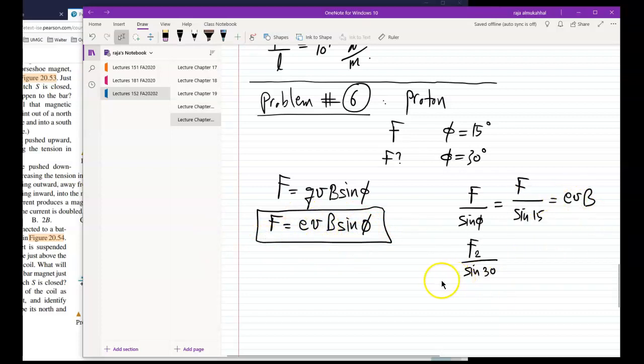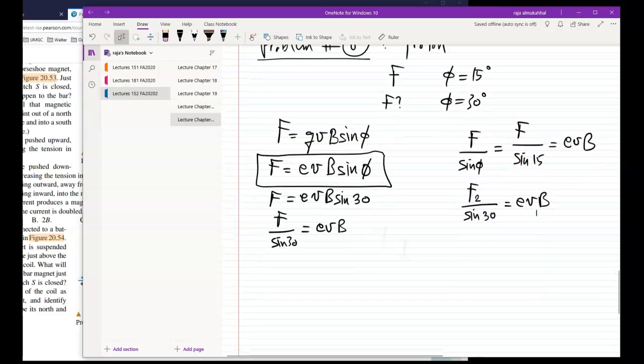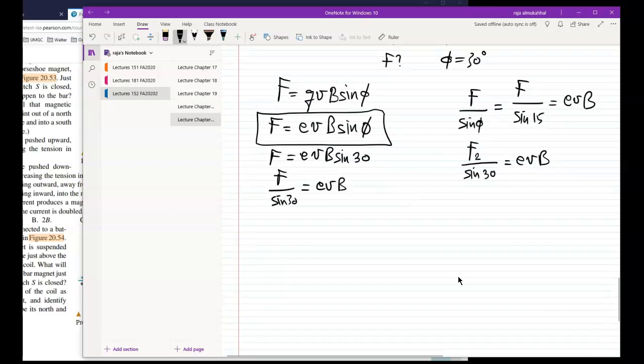Well, if I have the same formula, so in this case, F2 over sine 30 is also EVB. See that? So that's also equal to EVB. What does that mean? If both of them equal EVB, that means this ratio and this ratio must be equal. You see the trick? So therefore, F2 over sine 30 is equal to F over sine 15. And all I need to do is to find F2.